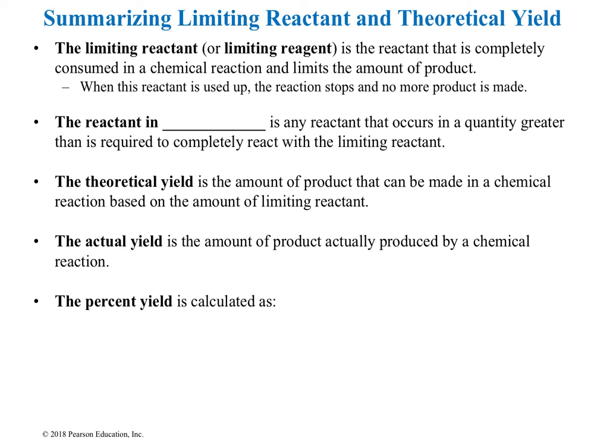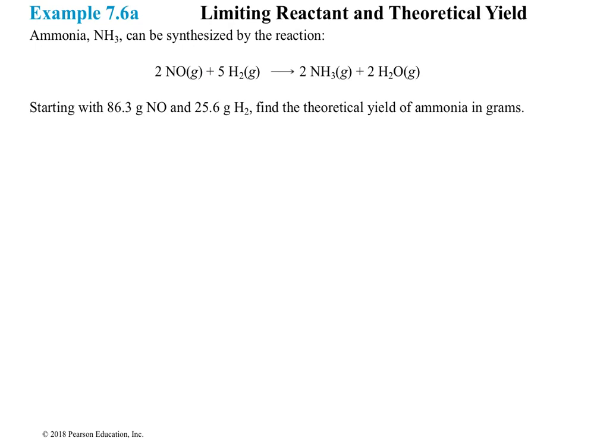So just to summarize, our limiting reactant is the thing that limits the reaction because it gets used up first, and so no more product can be made. The other reactant is in excess, and so that's where we're going to have leftover. Theoretical yield is what our limiting reactant predicts we can make. The actual yield is what we do get from experiment, and percent yield is actual yield divided by theoretical yield times 100%. That gives our percent yield.